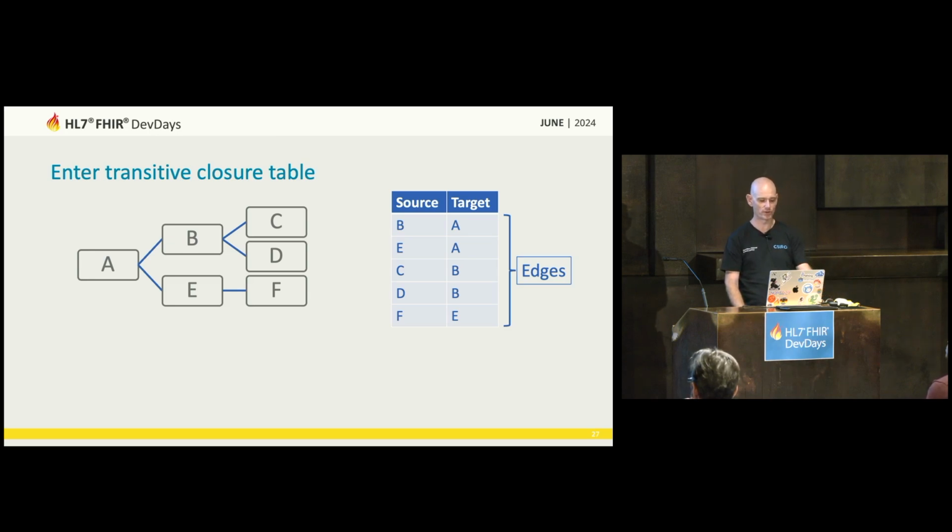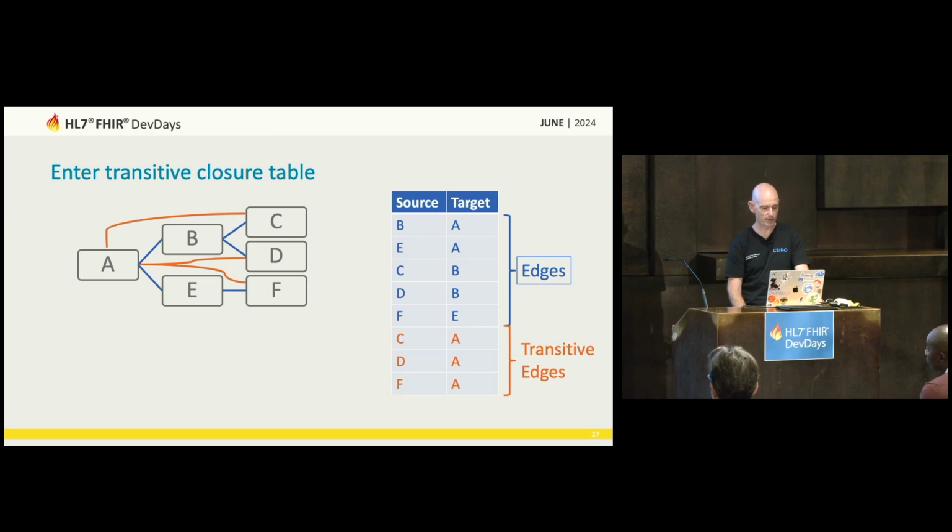So imagine we've got this collection of nodes, A, B, C, D, E, and F, and they're joined up with the blue lines here, and those blue lines correspond to these edges over here. So there's a B to A edge, an E to A edge, a C to B edge, a D to B edge, and an F to E edge. If I figure out what the transitive edges are, I've got an edge from C to A, D to A, and F to A. And I can add those into this table, and this effectively becomes a transitive closure table, a really simple little transitive closure table.